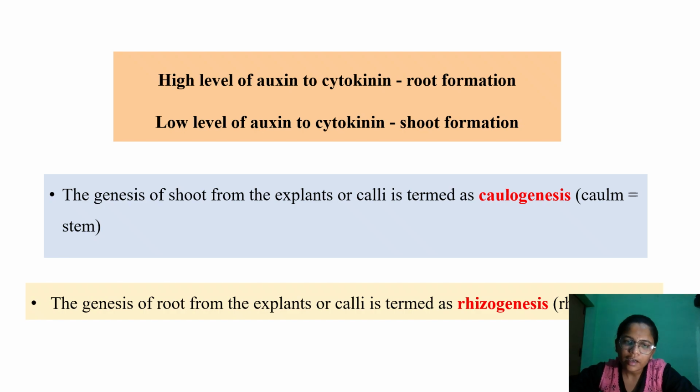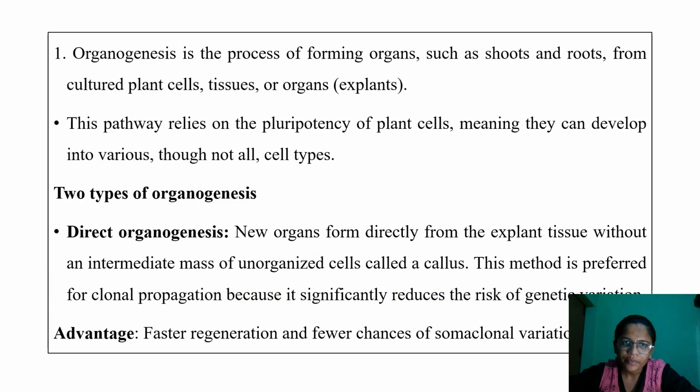There are two main growth regulators which play a major role in the formation of root and shoot. If the auxin to cytokinin ratio is high, that leads to the formation of roots. If the auxin to cytokinin ratio is low, that helps in the formation of shoots. The callus formation process is called callogenesis, and root formation is called rhizogenesis. These are two very important terms.